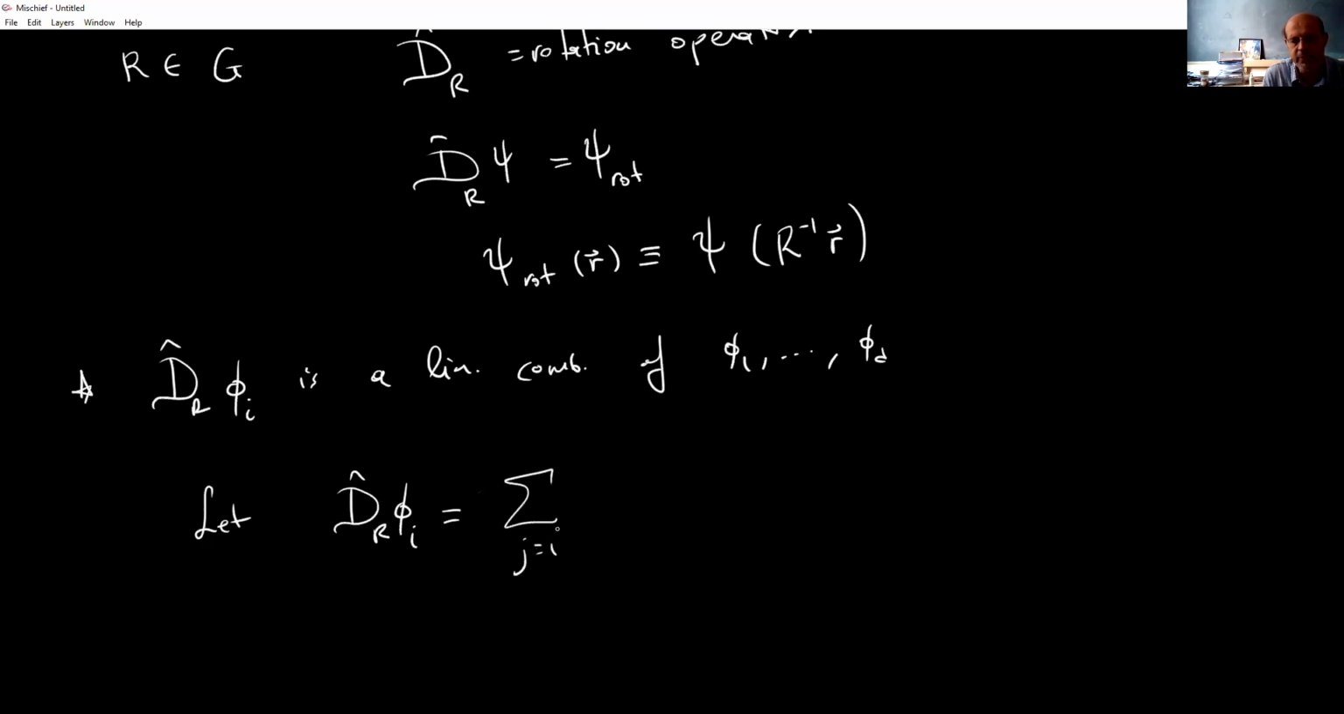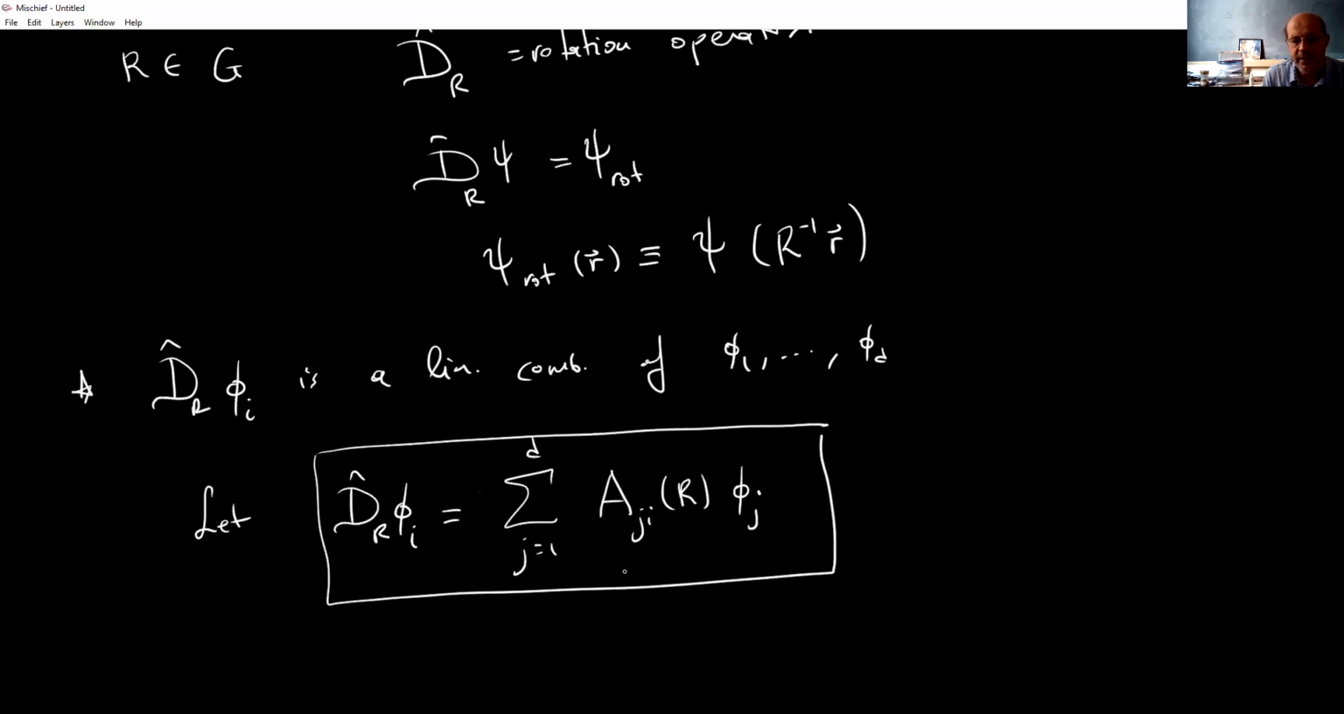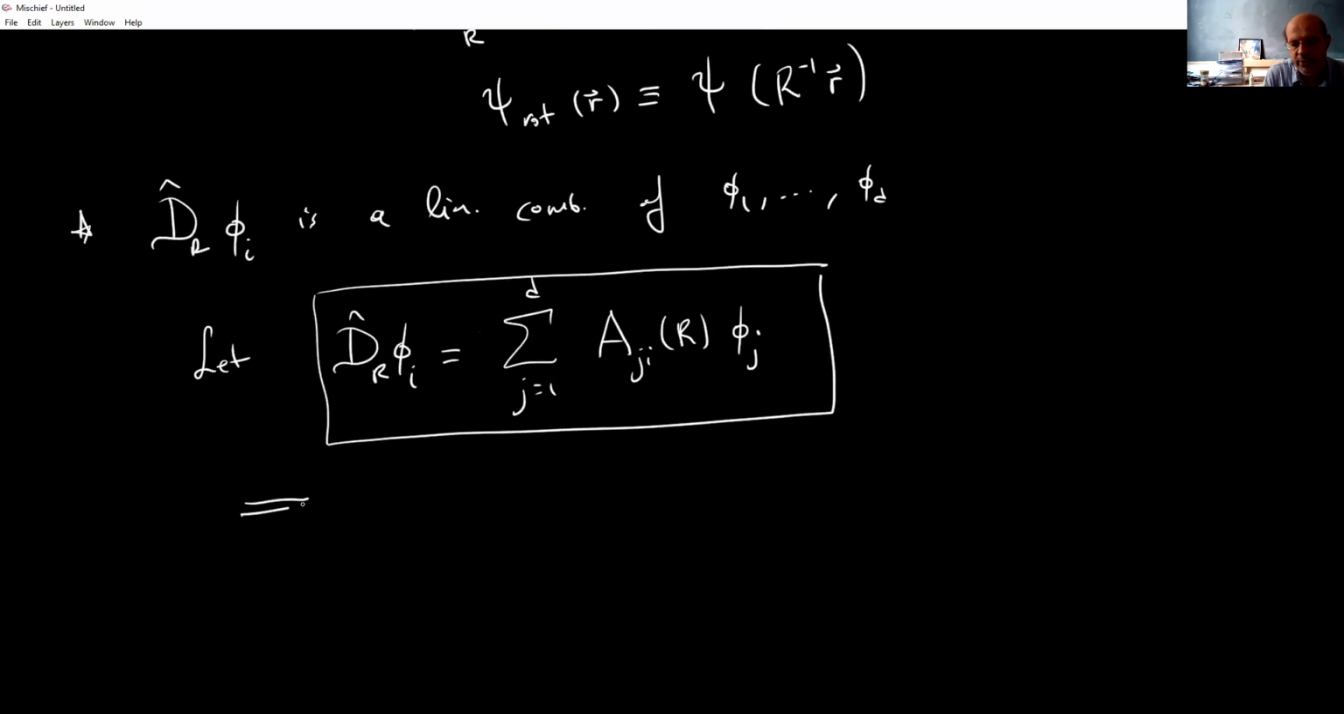So j is a sum from 1 to d. It's a sum over j. I'm going to call the matrices A_ji(R), phi_j. There is a wave function. All of these are functions, but I don't want to write this thing down because it makes the equation complicated. Which means you can show that this is the case.